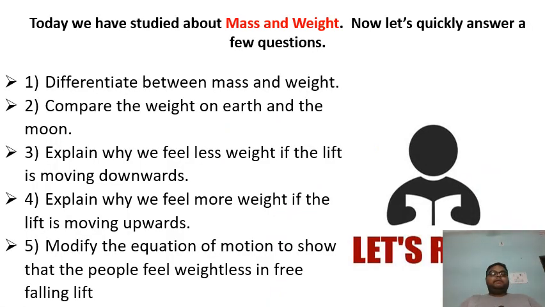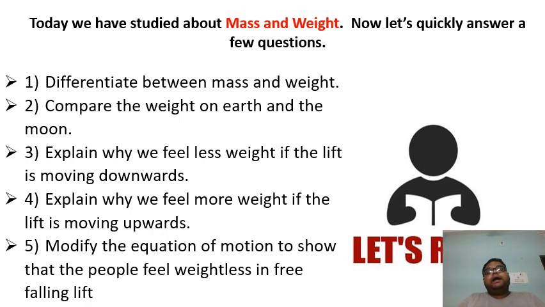So now let's move to the next thing. What have we studied in today's class, students? In today's class, we have studied mass and weight, okay? So now let's quickly answer a few questions. Let's differentiate between mass and weight. First of all, mass is a scalar quantity, weight is a vector quantity, right? Mass is measured by a physical balance, weight is measured by a spring balance. The value of mass will never change, not on the earth, not on any other planet, but the value of weight will change, right? Now we need to compare the weight on earth and on the moon. The weight on the moon will be 1 by 6 that on the earth, right?